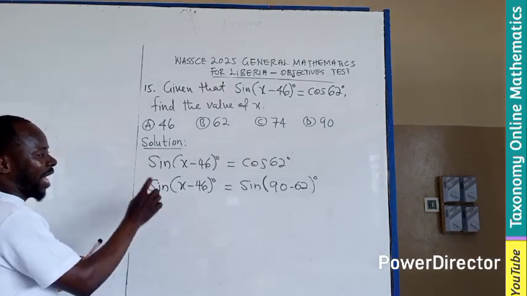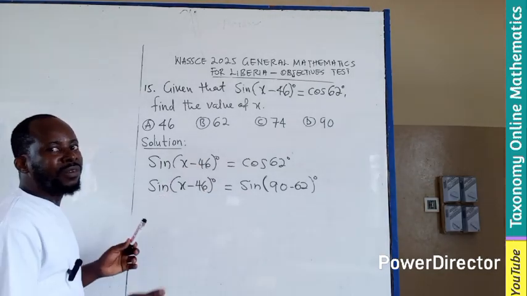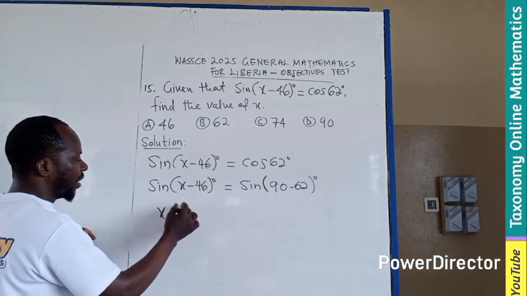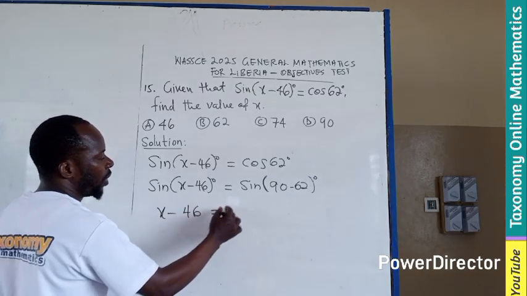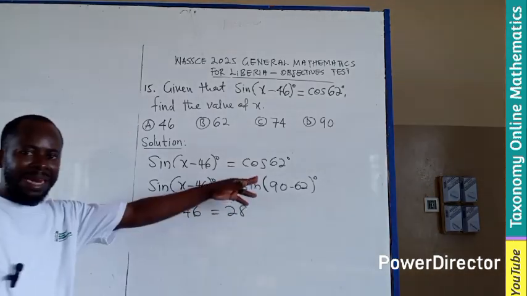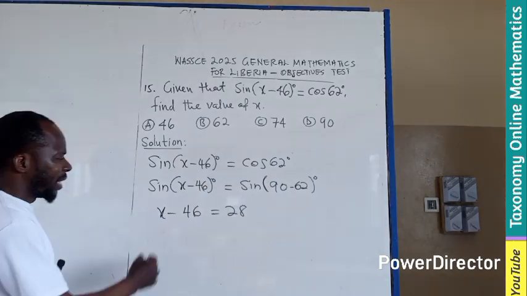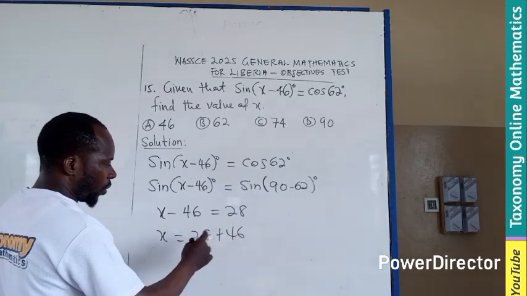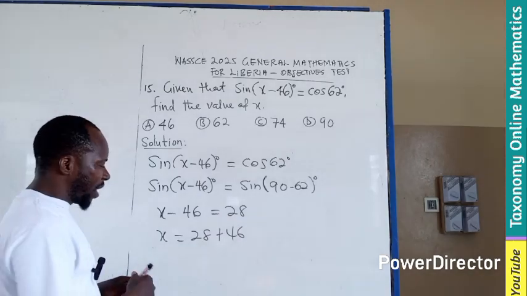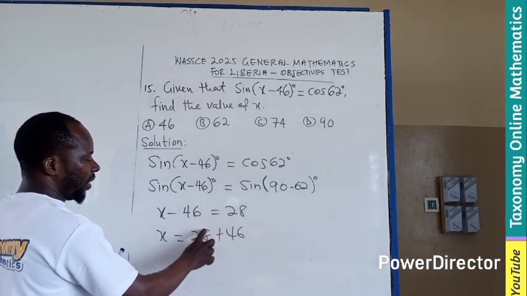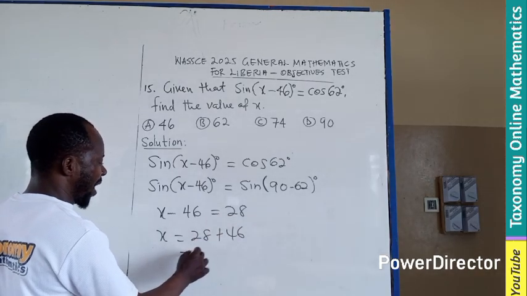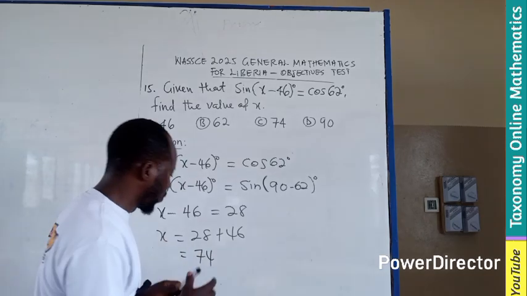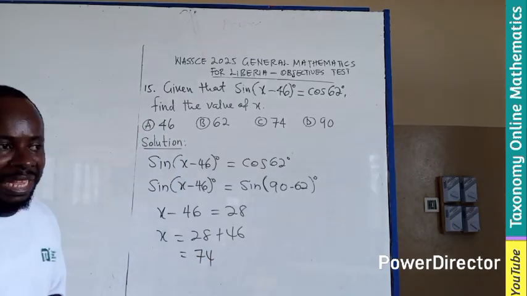So that means I now have the same sine on both sides, so I can cancel the sine. I'm left with x minus 46 equals 28. By that subtraction, that means x equals 28 plus 46. If you add this, we have 74. The x is the value of the angle, so 74 is your answer.